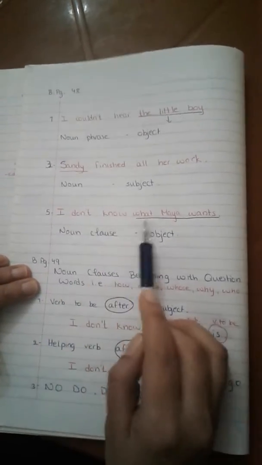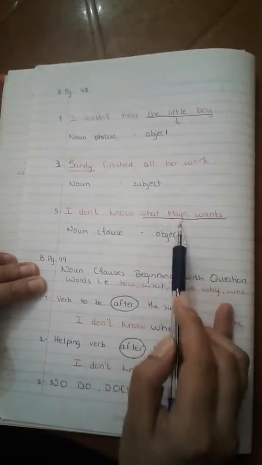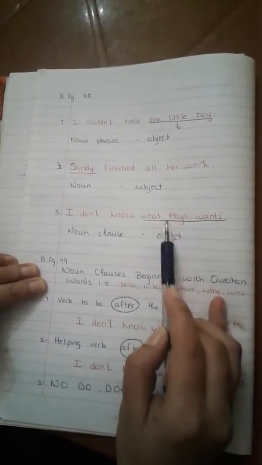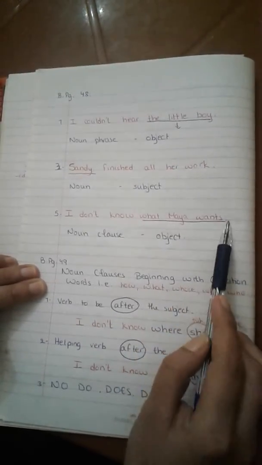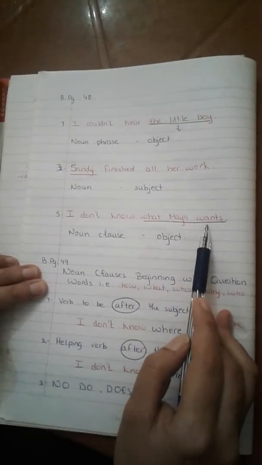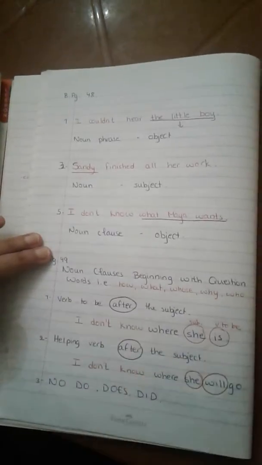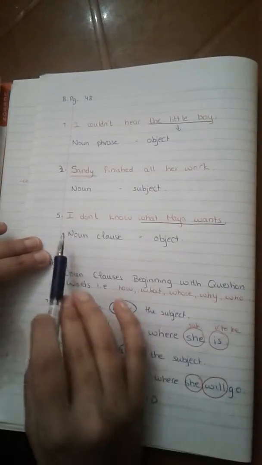I don't know what Maya wants. Over here, the underlined words are what Maya wants. We've got a subject, Maya, and wants. Okay? Since I've got a subject and a verb, it's a clause. What kind of clause? A noun clause. They already told you that in the question, so don't jump all over the place about it.